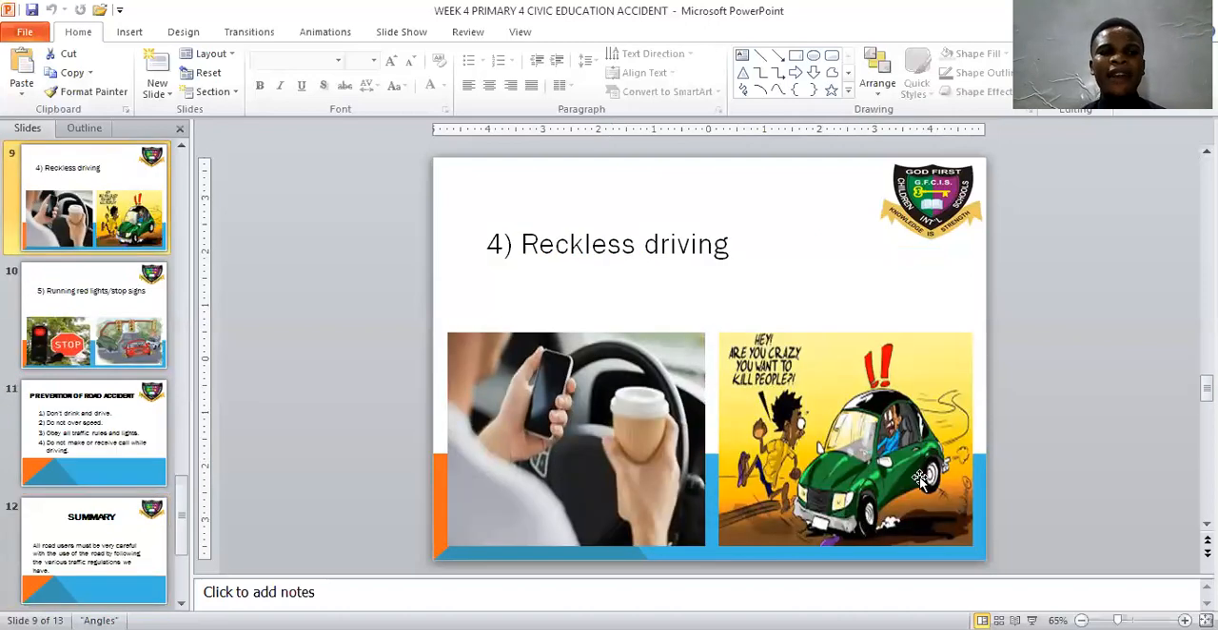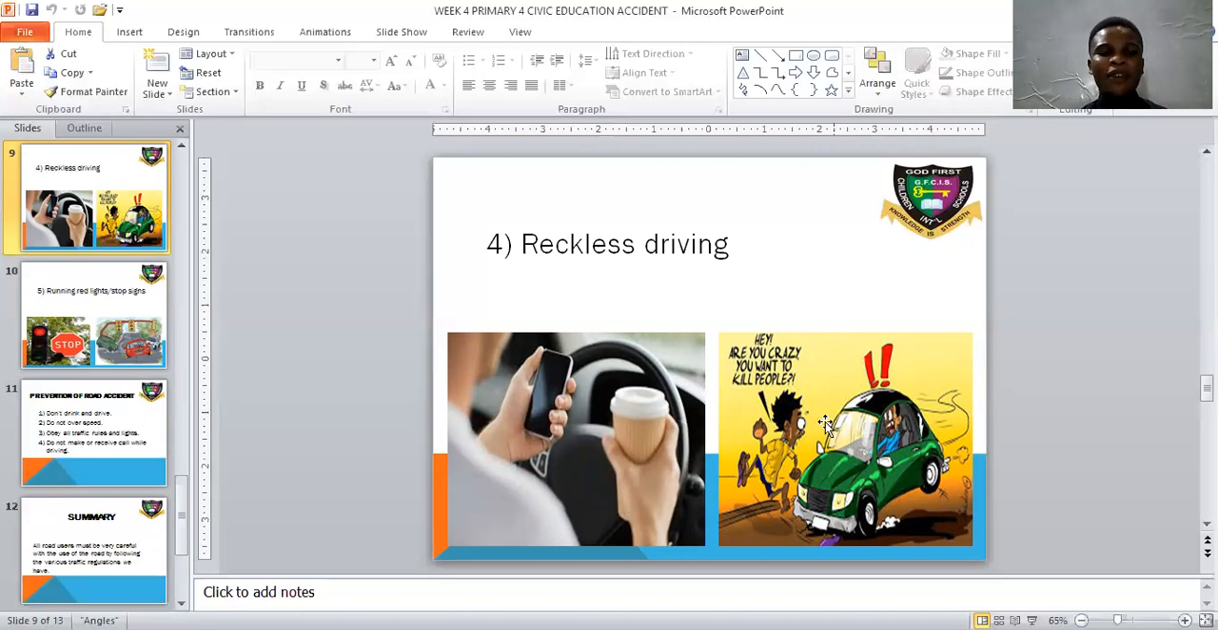Another one is reckless driving. What do you mean by reckless driving? It means driving rough. You are driving anyhow. You are driving as if you are the only user of the road. You don't even mind anybody on the road. Instead of slowing down when you get to a zebra crossing point, you just beat everybody. That is reckless driving. You don't mind anyone on the road. It's reckless driving. It leads to accident.